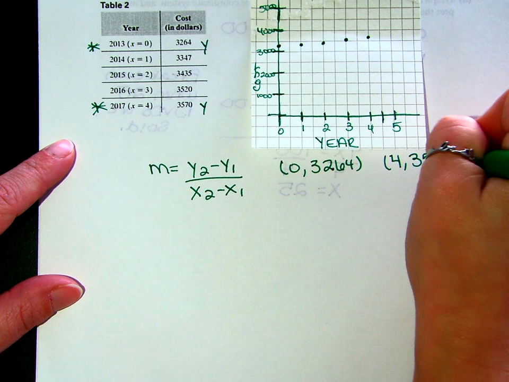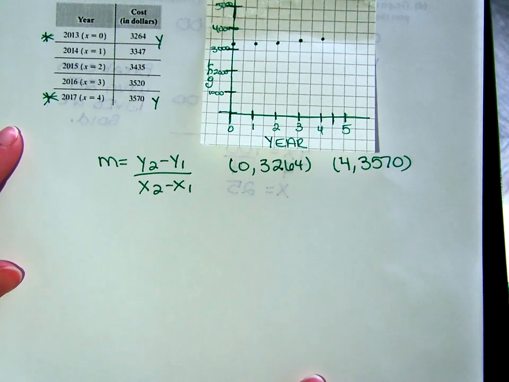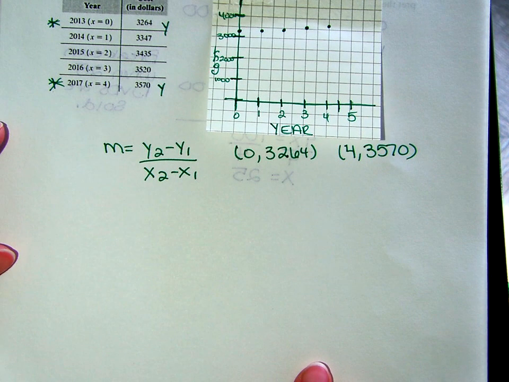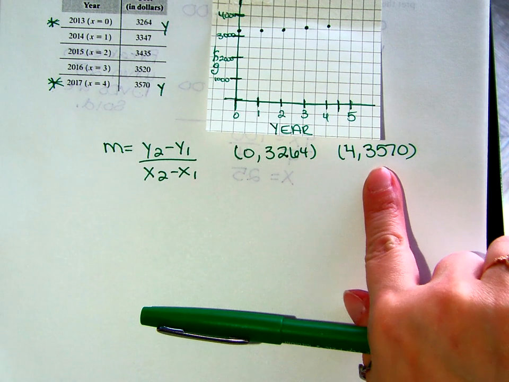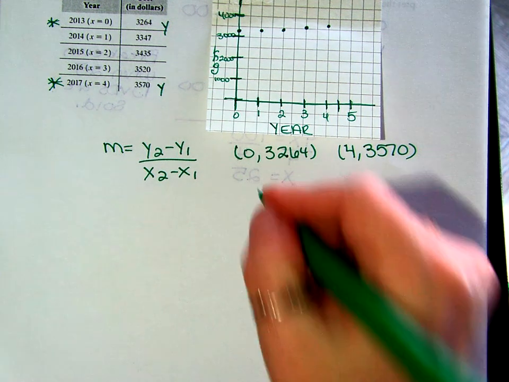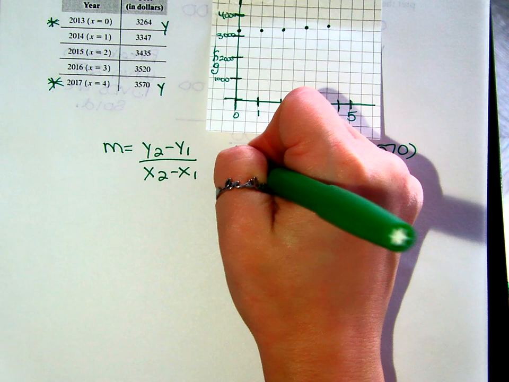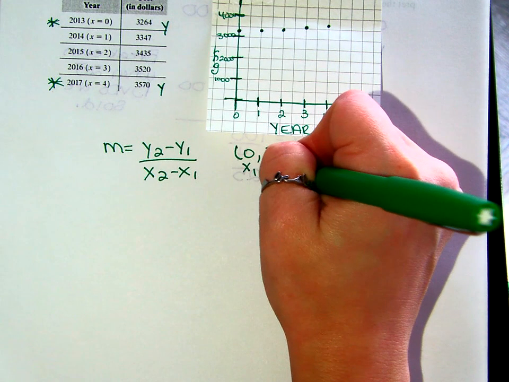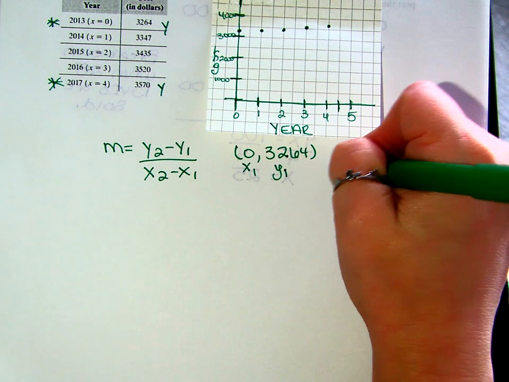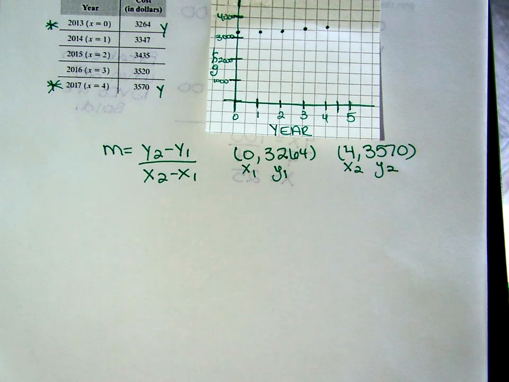It does not matter which of these ordered pairs is your point 1 and which one is your point 2. If you wrote this one first, that can be your point 1. It will not change anything. But especially as you're getting reacquainted with finding slopes, I usually label them, because if I label them, then it's a plug and chug. I'm just substituting the values into the equation for my slope in order to figure out what my slope is.